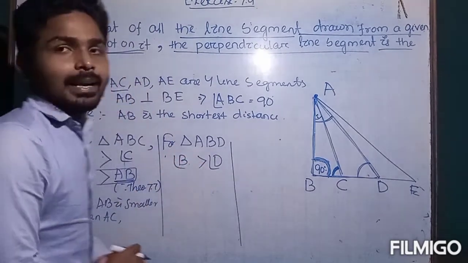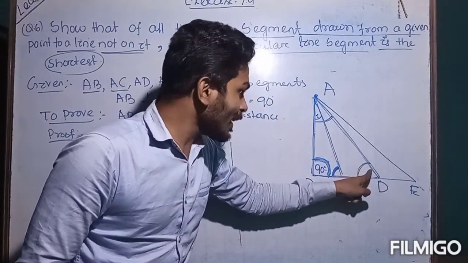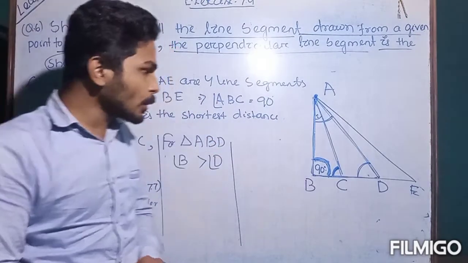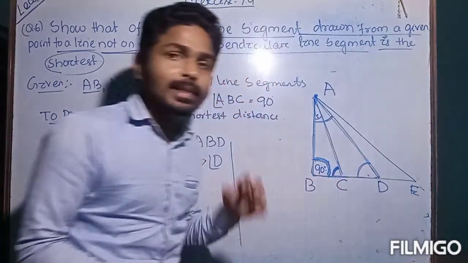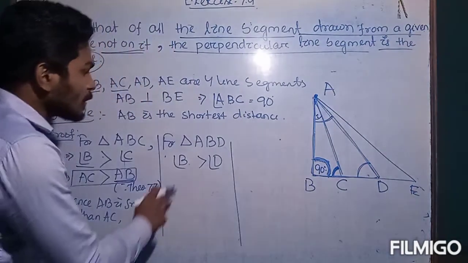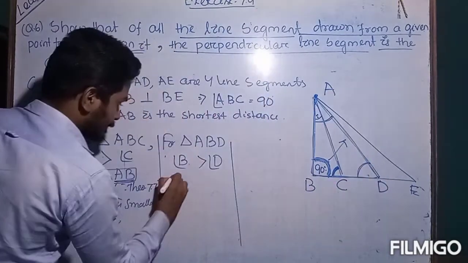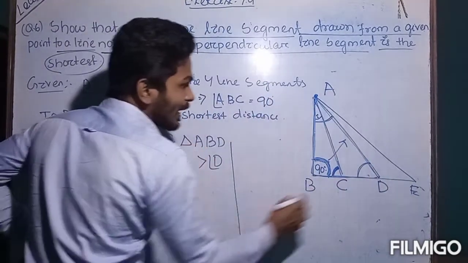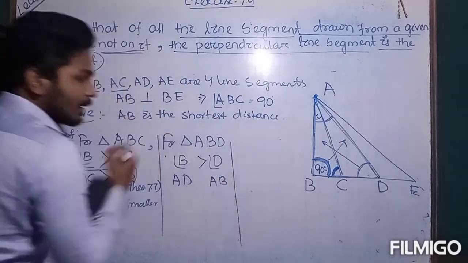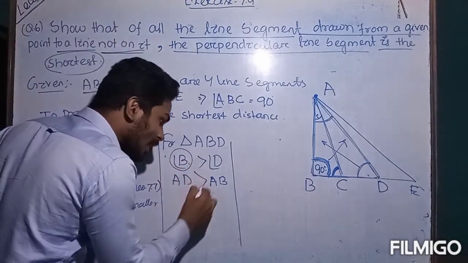No problem. Okay. Now consider the triangle ABD. In triangle ABD, the two angles B and D are unequal. Now according to theorem 7.7, we know if in a triangle two angles are unequal, then the opposite side of the larger angle is longer. So which one is the opposite side of angle B? The opposite side is AD. And the opposite side of angle D is AB. Understood? So the opposite side of the larger angle is longer.